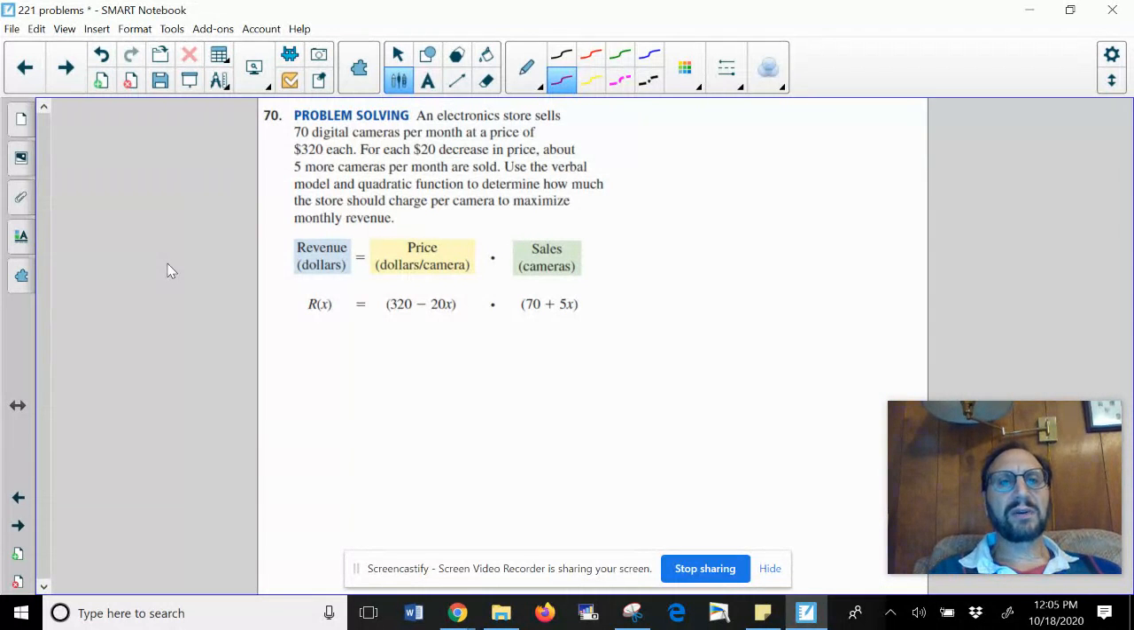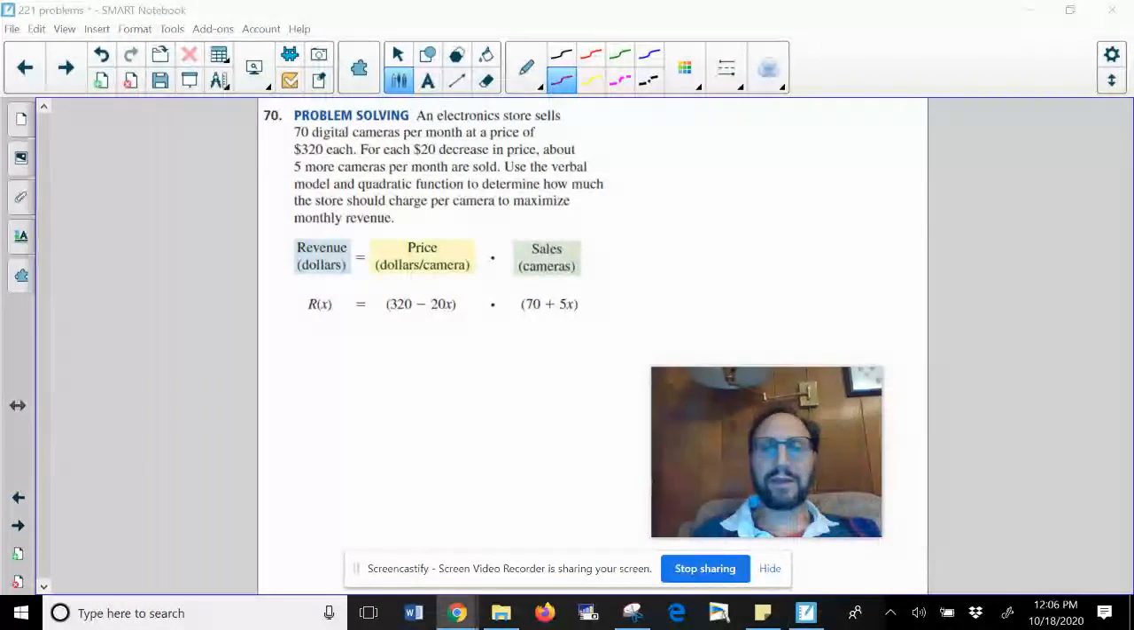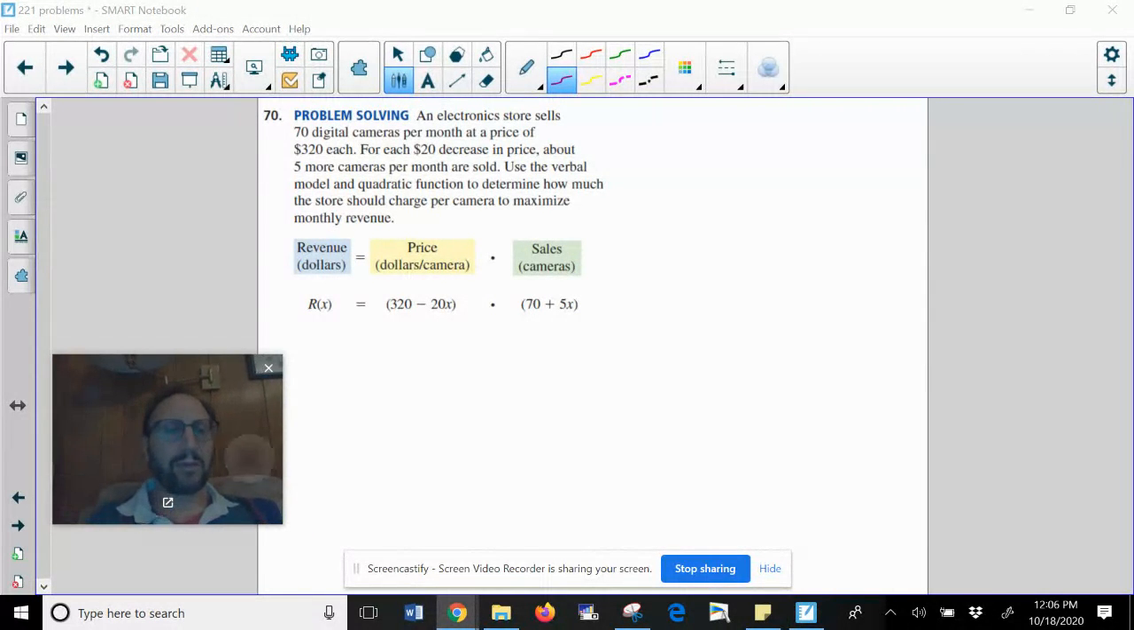An electronics store sells 70 digital cameras per month at a rate of $320. For each $20 decrease in price, about 5 more cameras are sold. So if they lower the price, they sell more cameras, and so forth. The higher the price, the lower the number of sales, but you might make more money with that information. So it might not be such a bad thing to have a lower price, but let's find out how this works.